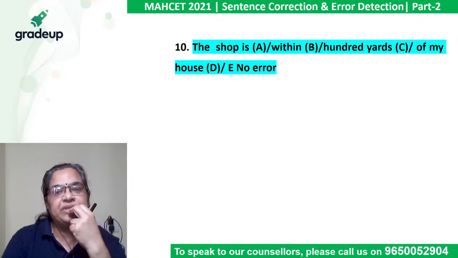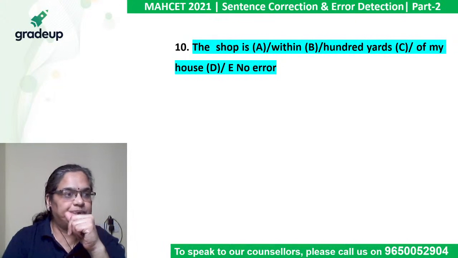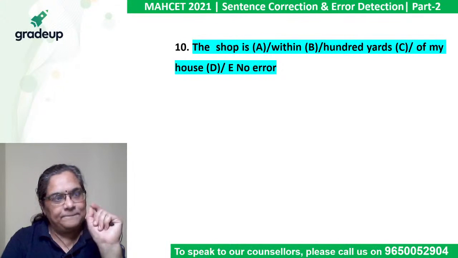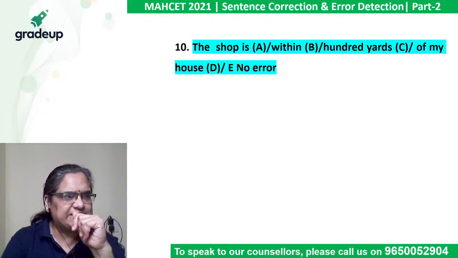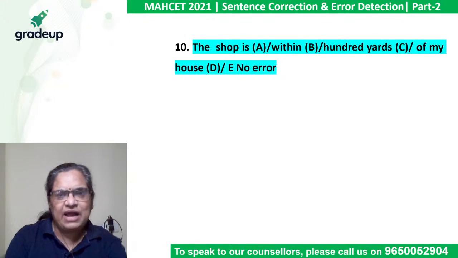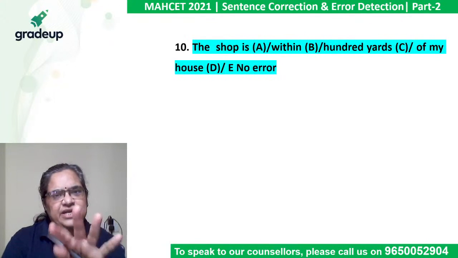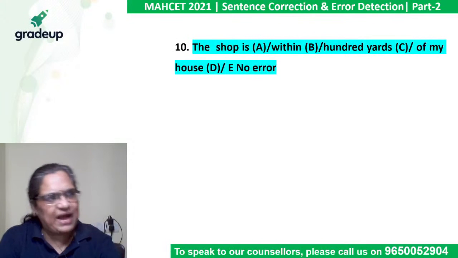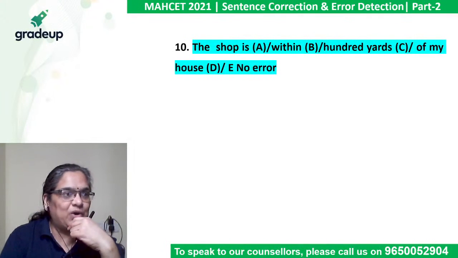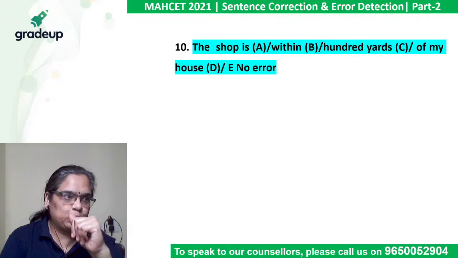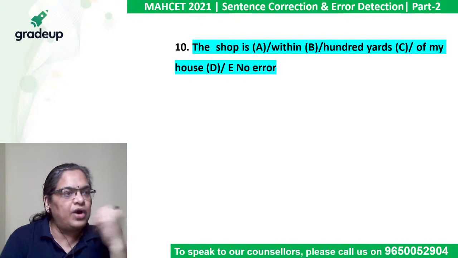The shop is within 100 yards of my house. 2-3 years back this question was asked. So what I've done, wherever I found Maharashtra CET questions, I've put that, and others I've added other exams, CMAT, a lot more grammar questions I got from there. So I said put that. The shop is within 100 yards of my house. What is wrong here? Is anything wrong or is there no error?